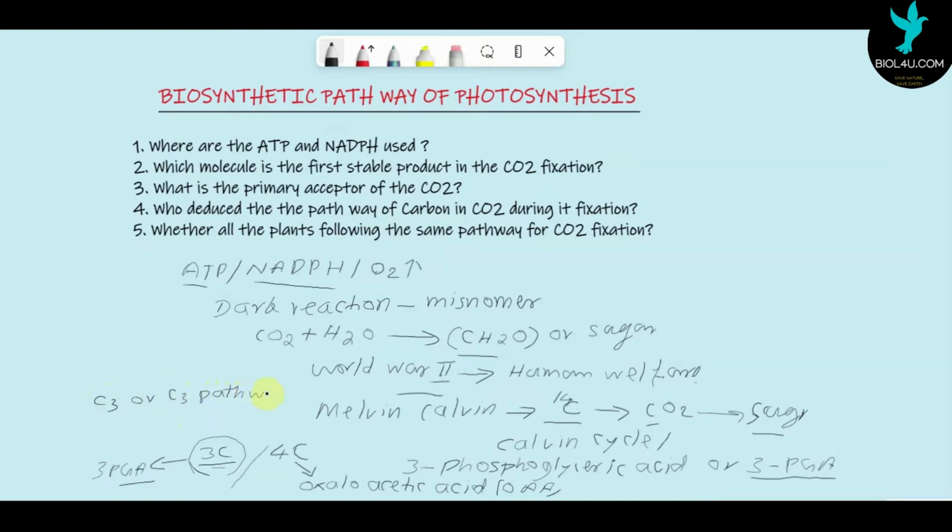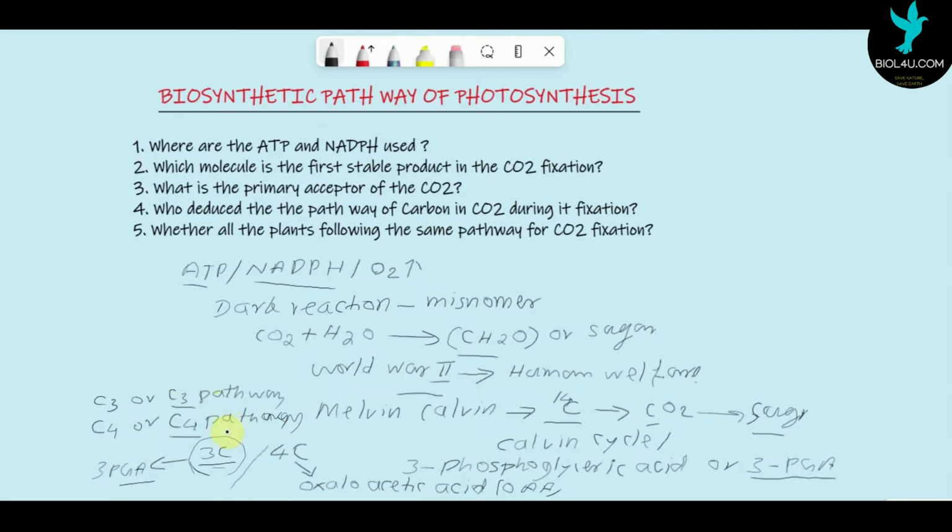If the first stable product is a 4-carbon compound, then it is known as a C4 plant, or the C4 pathway. So plants prepare food, that is carbohydrate, by two pathways, the C3 pathway and the C4 pathway. The majority of plants do the C3 pathway, and some plants do the C4 pathway. We will study the C4 pathway in detail later.